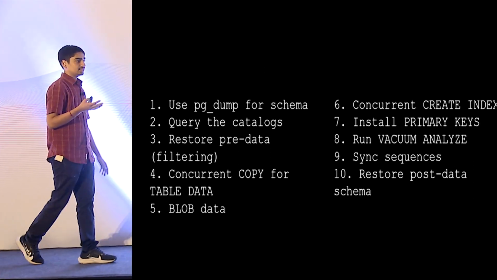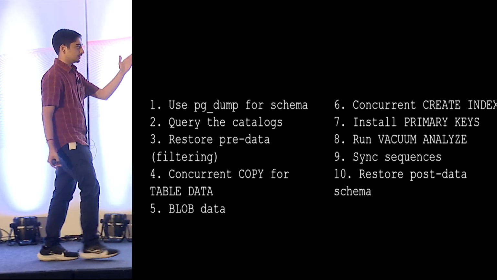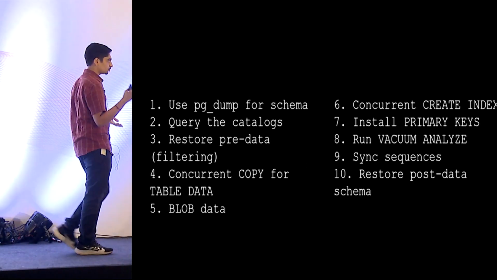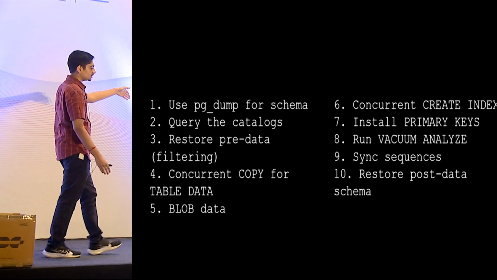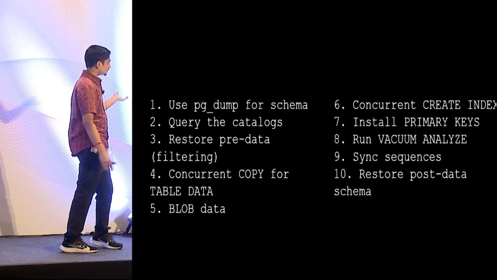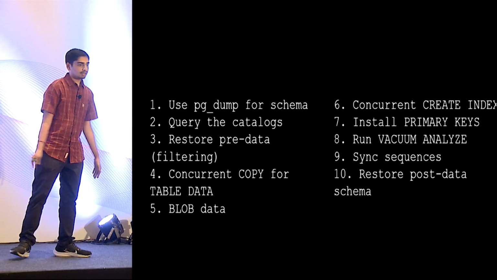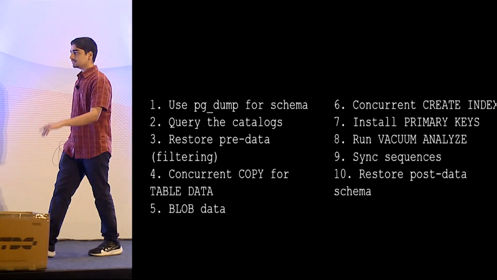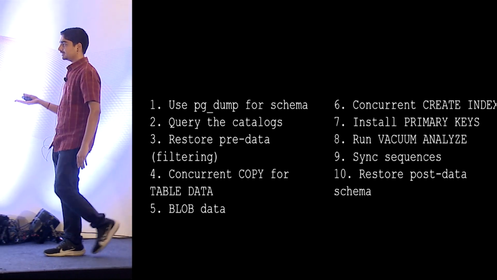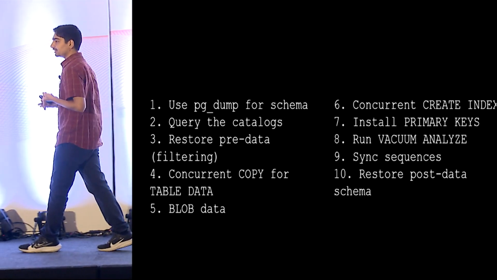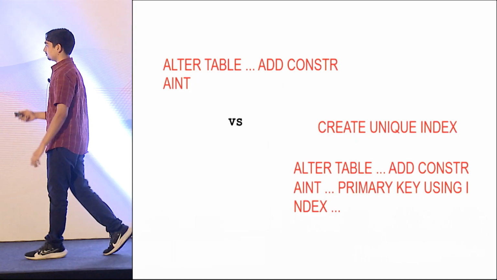Then we have all these auxiliary processes, and we use the COPY protocol for actually migrating the data from source to target. Then we have auxiliary processes for migrating the large objects, creating indexes, installing primary keys, and we also need to sync the sequences because they get reset. And we have the post-data schema part, which is basically creating the views, materialized views and so on.